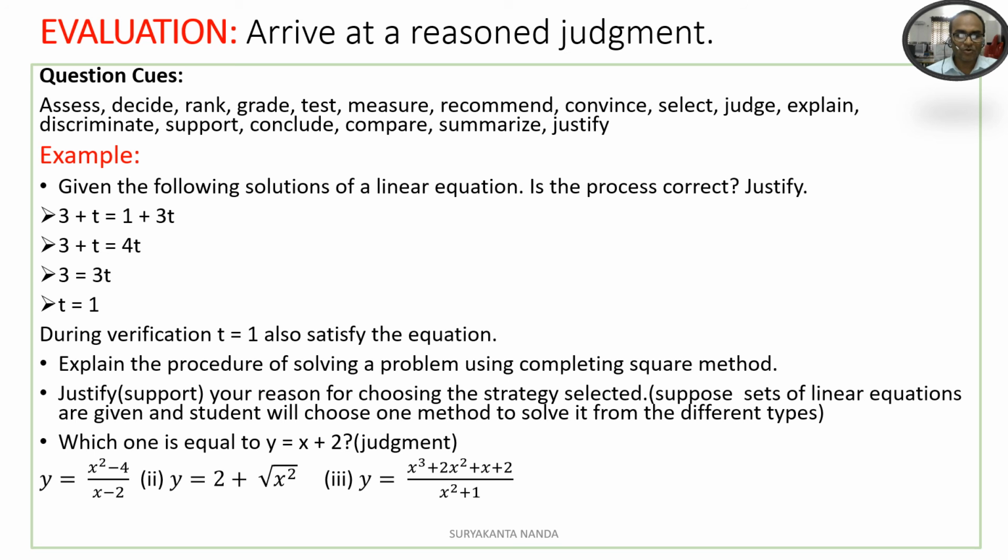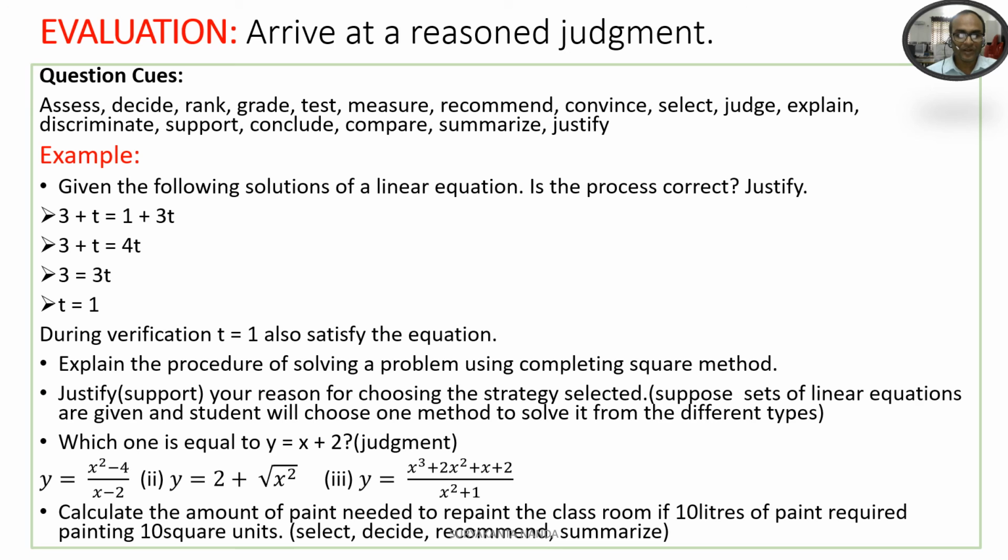Which one is equal to y equals x plus 2? Now options are given. y equals (x square minus 4) by (x minus 2), y equals 2 plus square root of x square, y equals (x cube plus 2x square plus x plus 2) divided by (x square plus 1). Calculate the amount of paint needed to repaint the classroom if 10 liters of paint are required to paint 10 square units. So here the students will select, decide, recommend and then summarize the result.